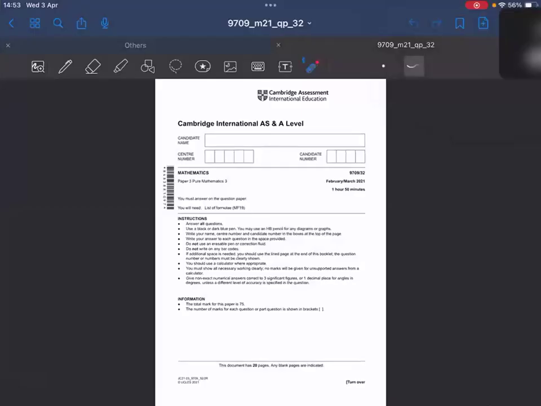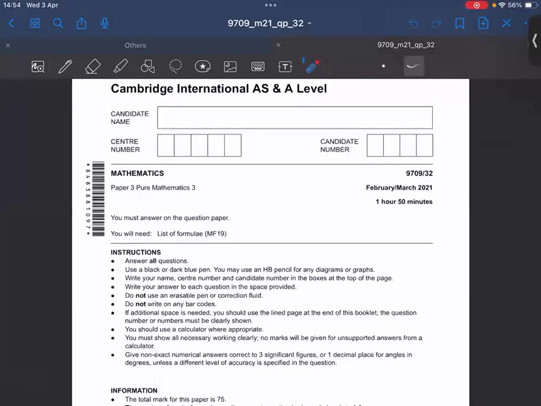Bilal Ahmed, everyone, today we're going to be starting with the paper of P3, variant 2, 32, Feb-March 2021.